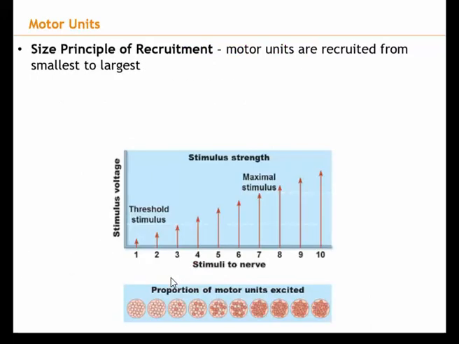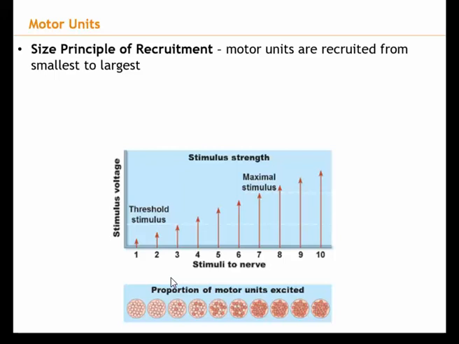Let's talk about the size principle of recruitment. This is the last question on your assignment. So this is an important critical thinking part. I'm just going to give you the information about this principle, and then you're going to have to put it in your own words to come up with the critical thinking part. Okay, so motor units are recruited from smallest to largest. We've probably already gathered that.